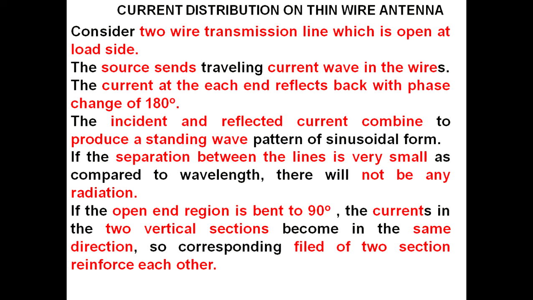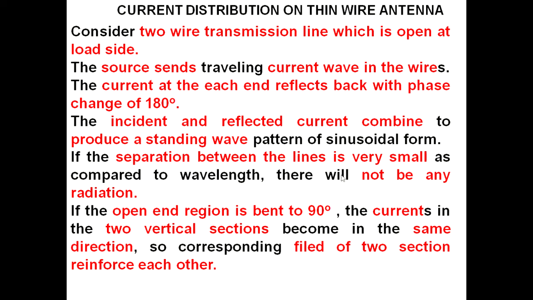The incident and reflected waves combine to produce a standing wave. In a two-wire transmission line there is the source which sends the current. In the forward direction we have the current, and at each end it is reflected back with a phase difference of 180 degrees. So we have two waves, one in the forward direction, the other in the reverse direction. Whenever the incident and reflected waves combine with each other, another wave is produced, called the standing wave.